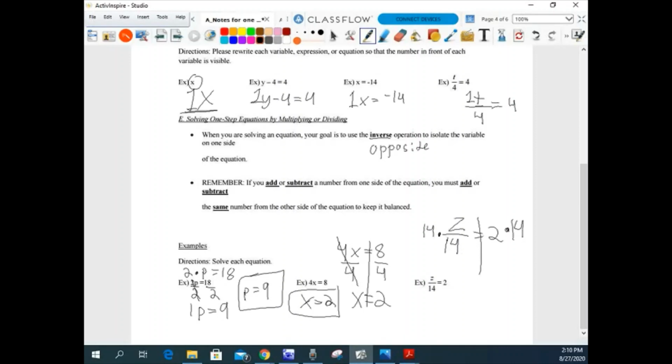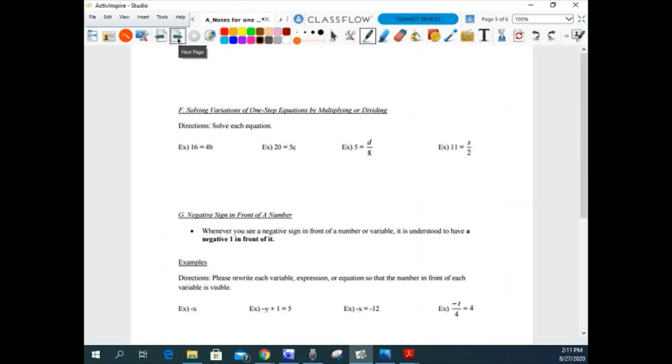If I multiply by 14 to this z divided by 14, these will cancel out, and I will get z by itself. 2 times 14 is 28, and we cannot forget the equal sign. Okay, let's move on to the next page. Here's some more examples. I will let you work on this one by yourselves.